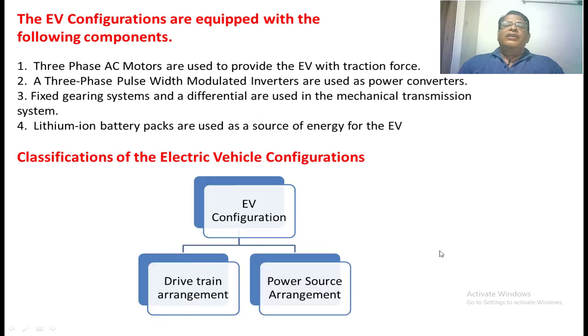Electrical vehicle configuration is broadly classified into two types. One is the drivetrain arrangement, another one is the power source arrangement. Based upon the drivetrain arrangement, some configurations are proposed. Based upon the power source arrangement also, some configurations are proposed in EVs. That we are going to discuss in the next lecture.